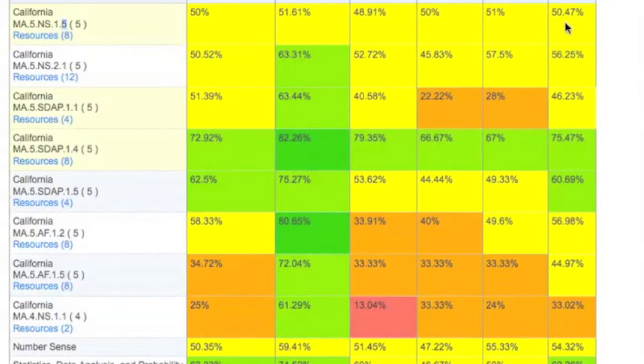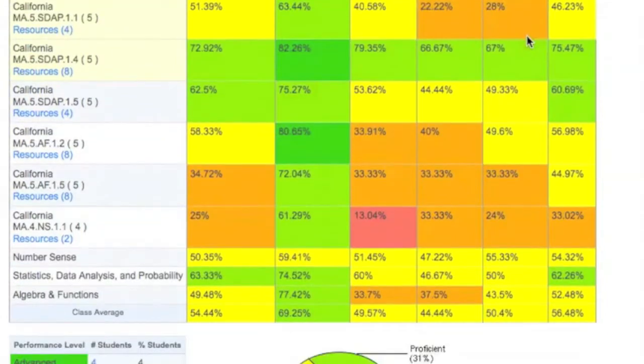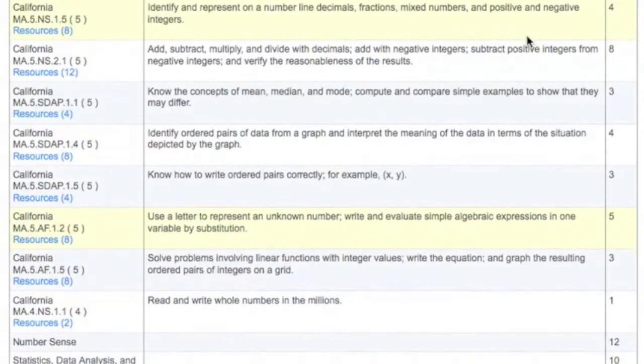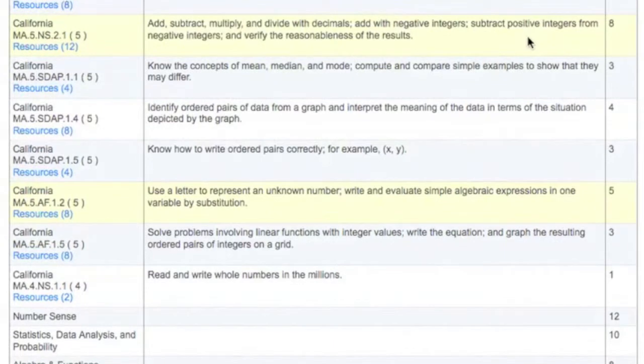Now, for us to decide, is this really valid information? Does this really tell us how well we're doing on these particular standards? It's important for us to scroll down a little bit and see, did we have enough test items to make this a valid measure of that particular standard? So we come down here and we look at our information down below.